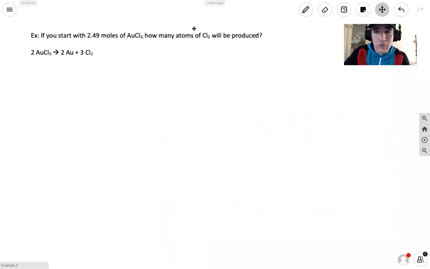Okay, if you start with 2.49 moles of gold trichloride, how many atoms of dichlorine will be produced? I don't know why I keep saying these weird. It should be dichlorine, not dichloride. All right, so dichlorine will be produced. Okay, so for every 2 moles, we already did the mole ratio. Let's jump into it.